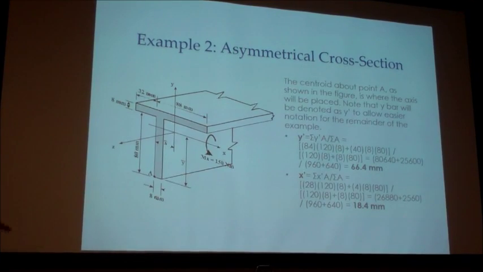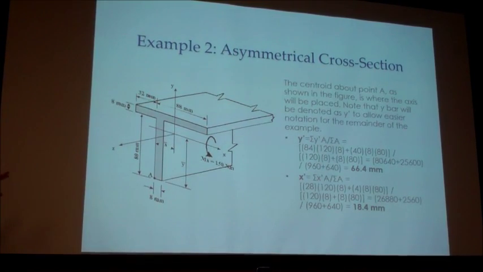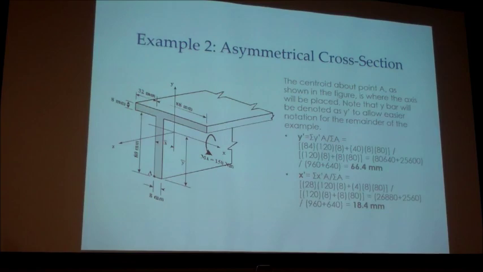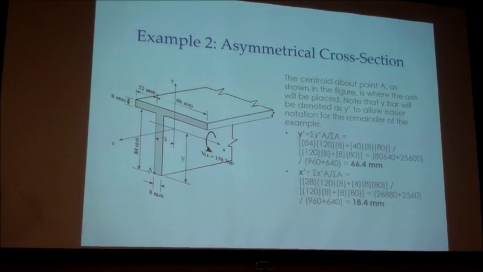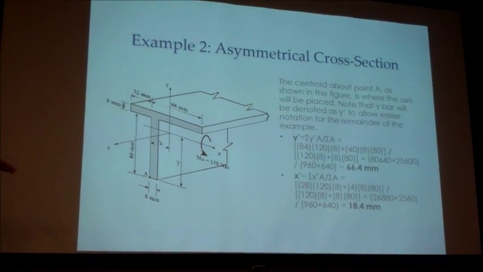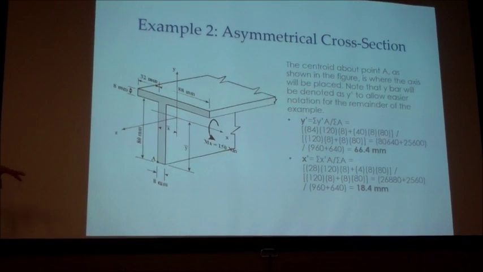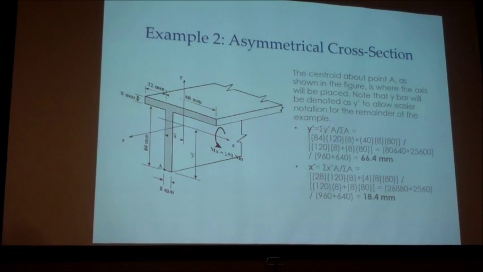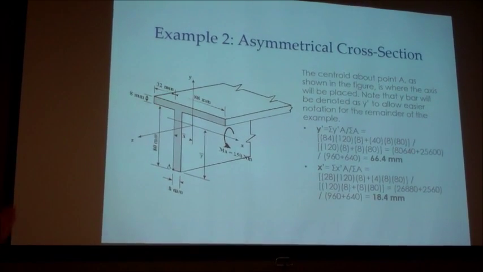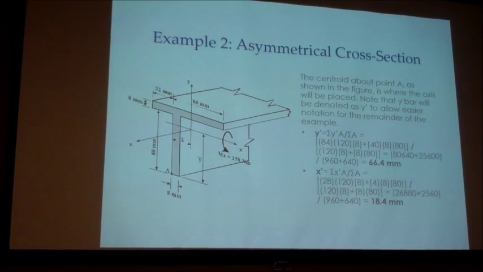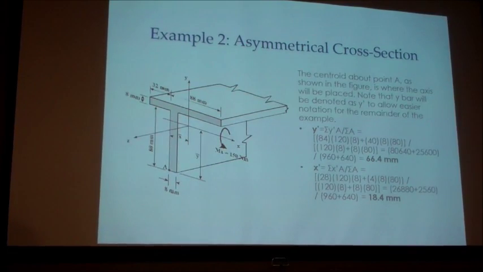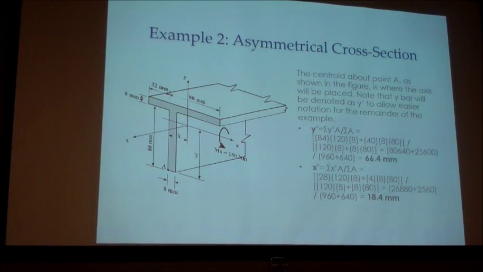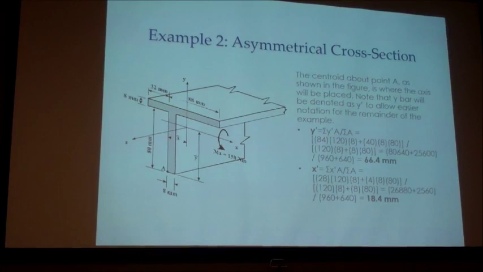Okay, so example 2 is over an asymmetrical cross section. This T-beam is not centered. We've got the top rectangle, which is 120 millimeters by 8, and the bottom, which is 80 by 8, and it's not on center. The center of the T is actually 32 millimeters from the left. So that makes it important to actually recalculate the centroid because it's not at the typical location for a T-beam.